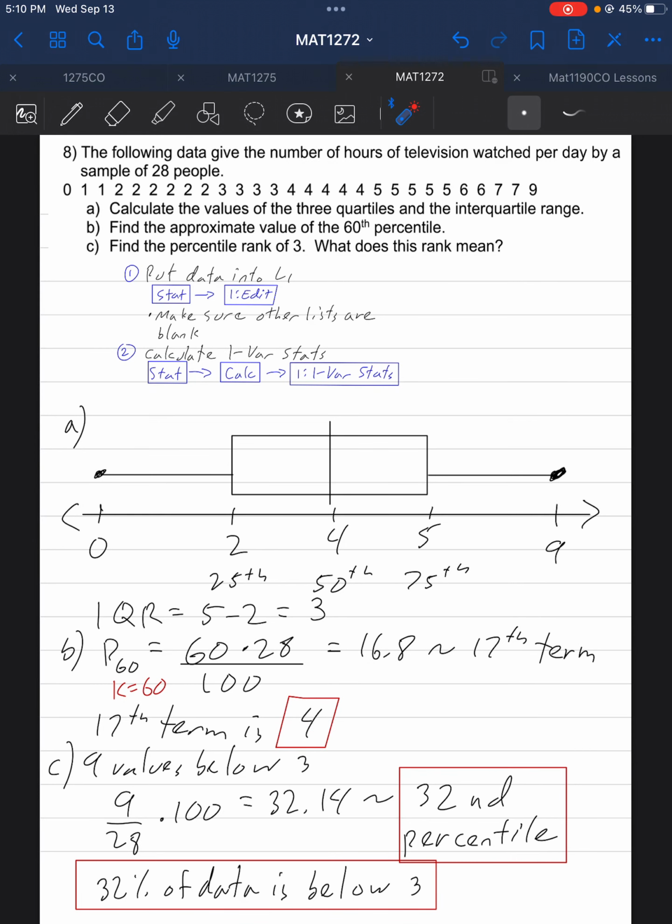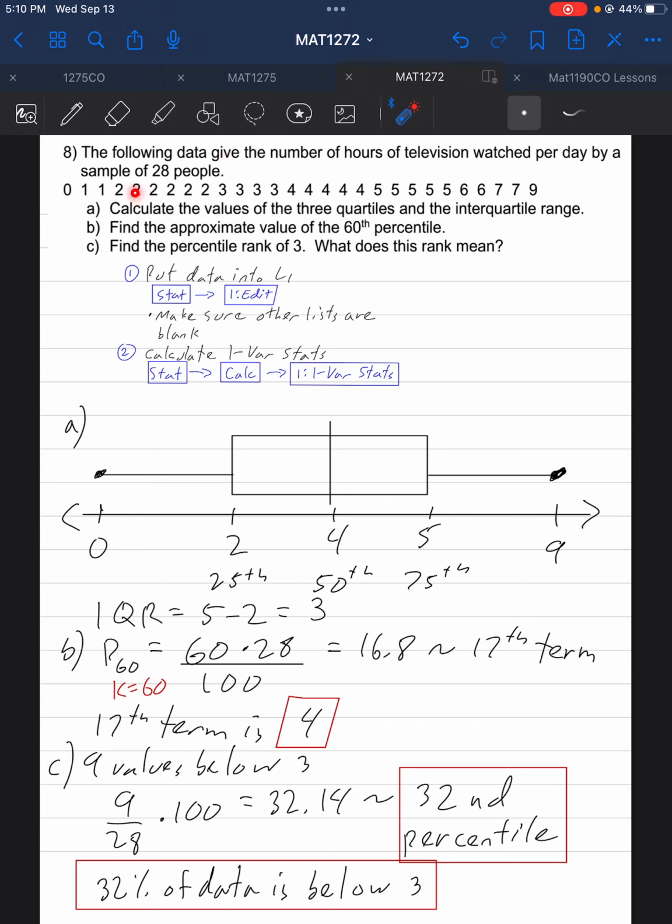Finding the percentile rank, you can think of it as a reverse, where we're looking for a data value and we're trying to find the percentile rank for this particular value inside the data. So again, the reason why this data set's given to you in order is because we need to find this number 3 right here and count how many values are below this.